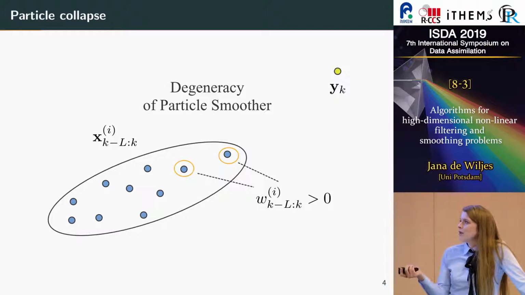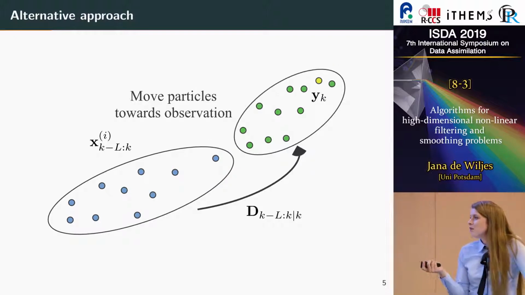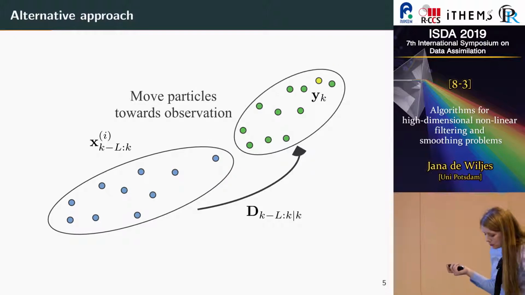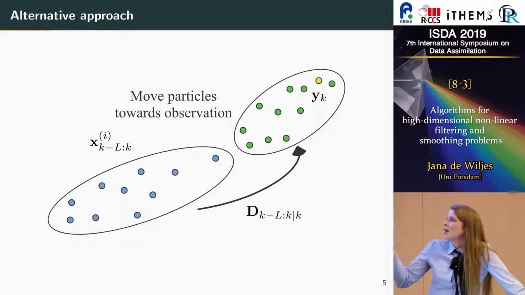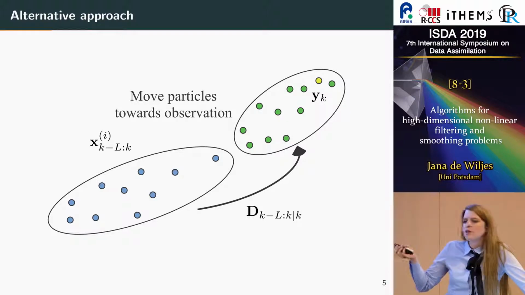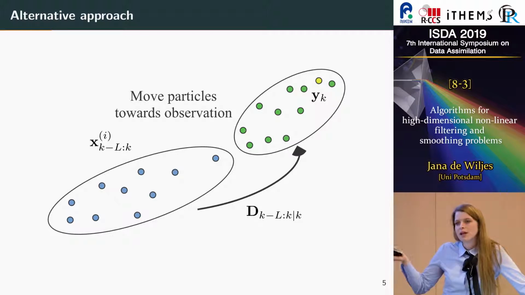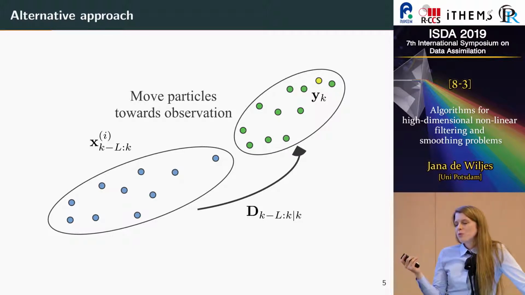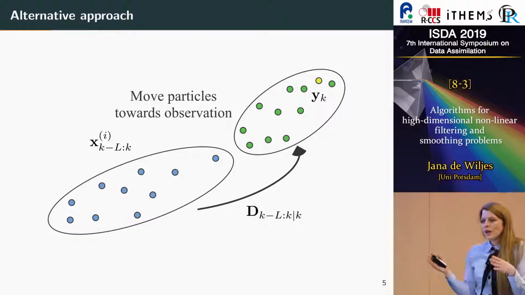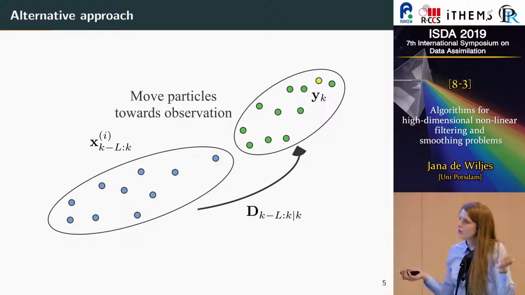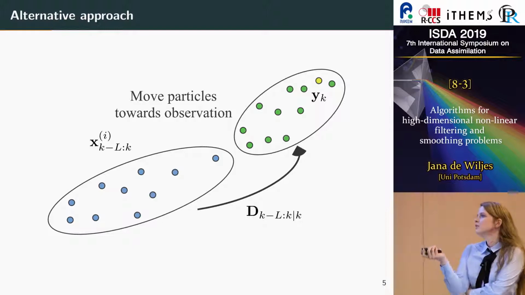And if you look more at Ensemble Kalman smoothers, you actually move your ensemble towards the observation, and this is somewhere making the whole thing more stable, even in a high-dimensional setting. So we kind of want to use this idea of actually moving towards the observation to not degenerate as fast in a high-dimensional setting for particle methods as well.